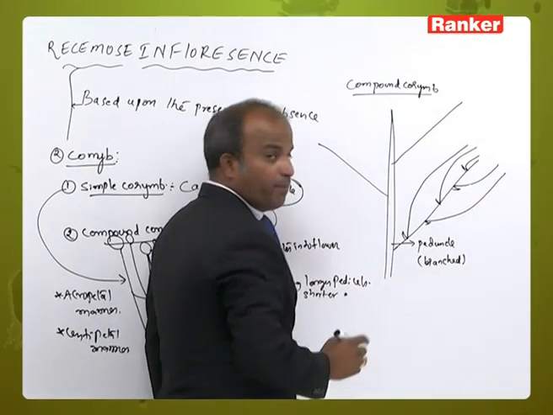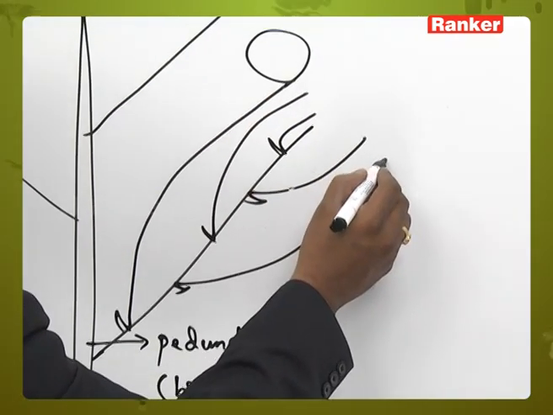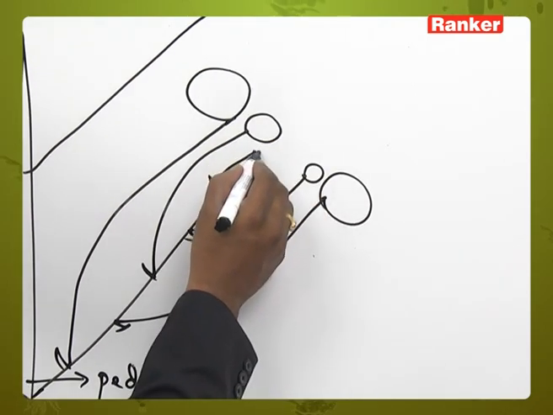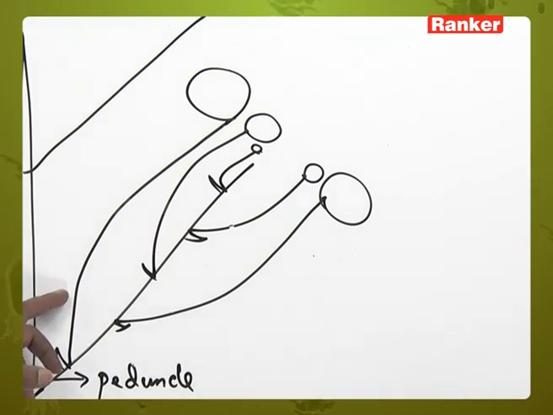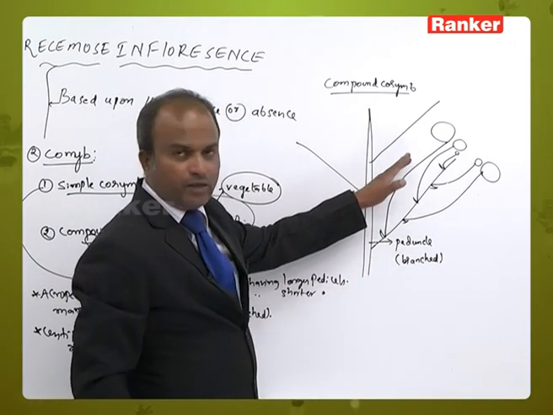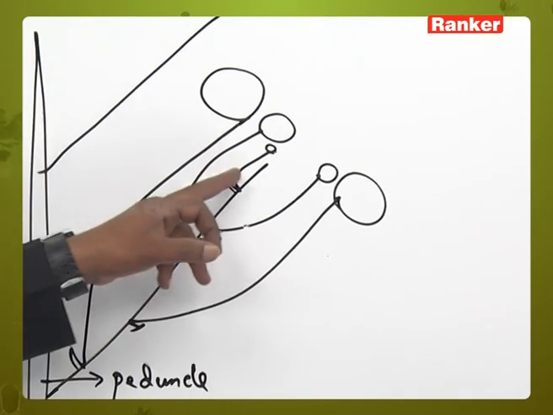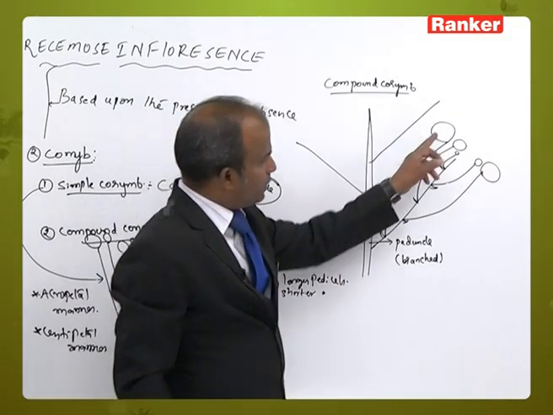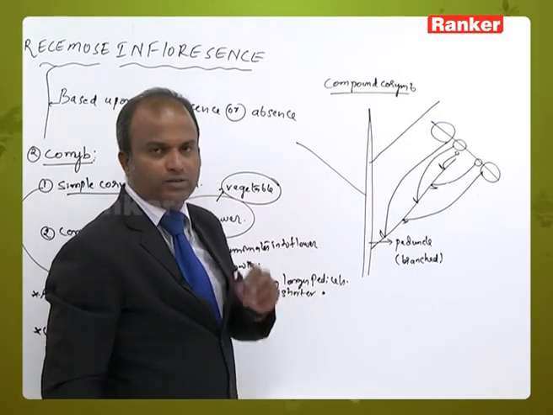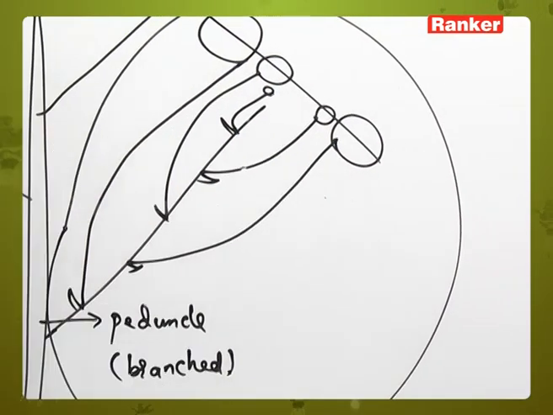acropetal manner. That means older flowers are present towards the base and younger flowers are present towards the apex. Here the older flowers show longer pedicels and the younger flowers show shorter pedicels, due to which all the flowers are arranged in the same height.